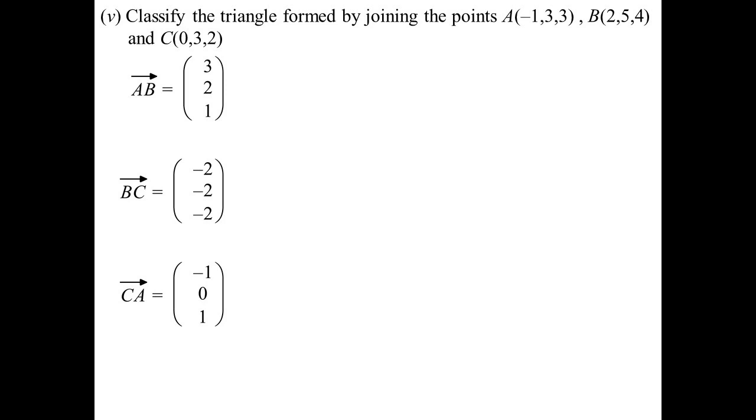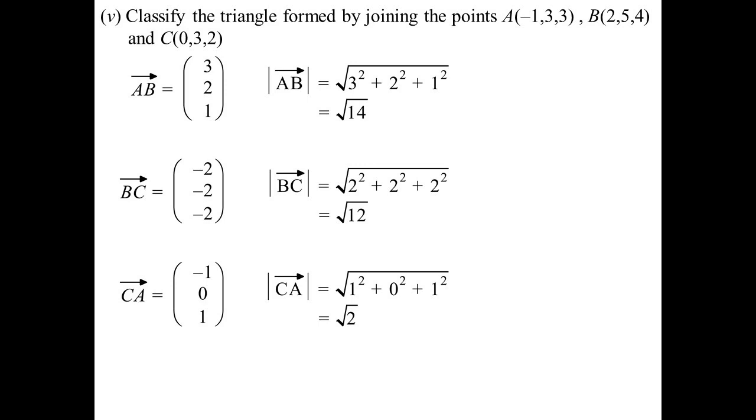Now, classify triangles. We can classify them based on sides, or we could look at the angles inside the triangle itself. Probably quicker to work out the length of each of these vectors. So AB works out to be square root of 14, BC square root of 12, CA is square root of 2. So all right, well we know it's a scalene triangle. Mind you, I notice 12 and 2 add up to be 14. So it actually satisfies Pythagoras' theorem. So CA squared plus BC squared is AB squared.